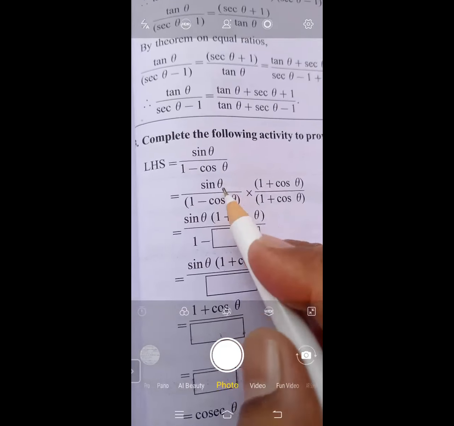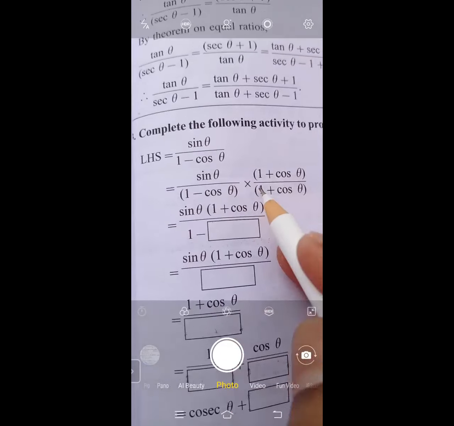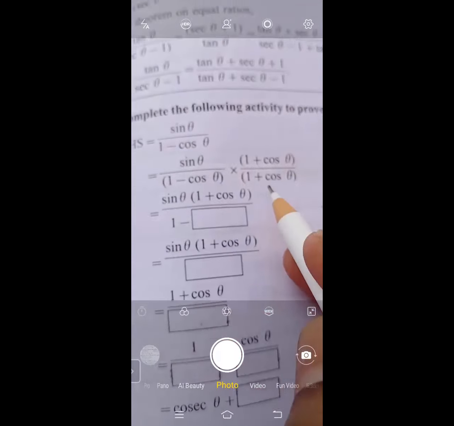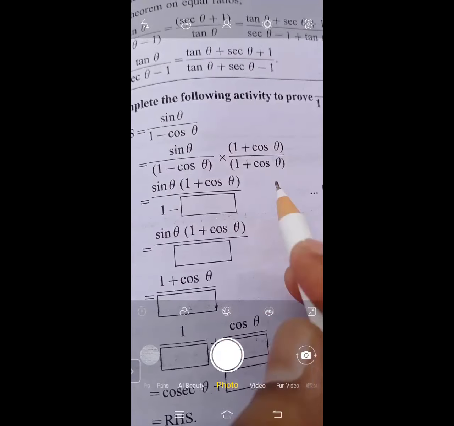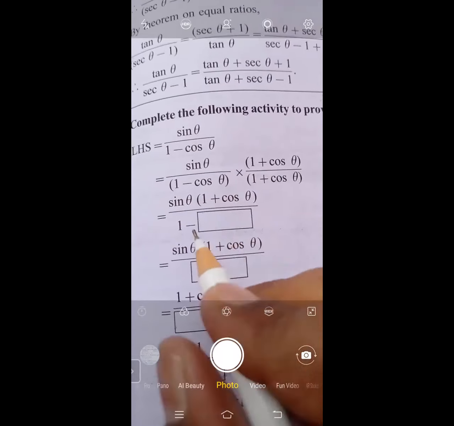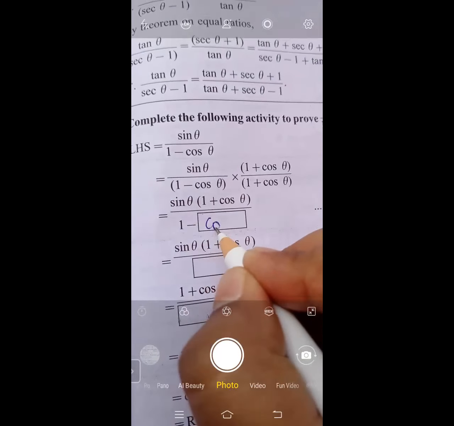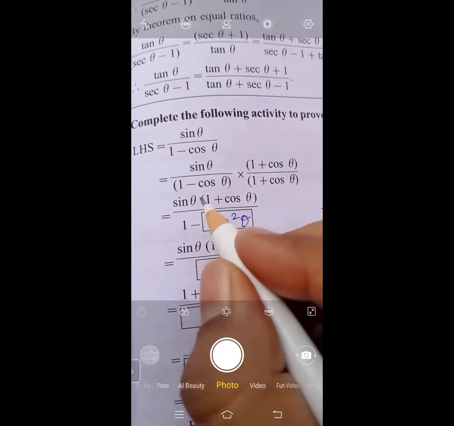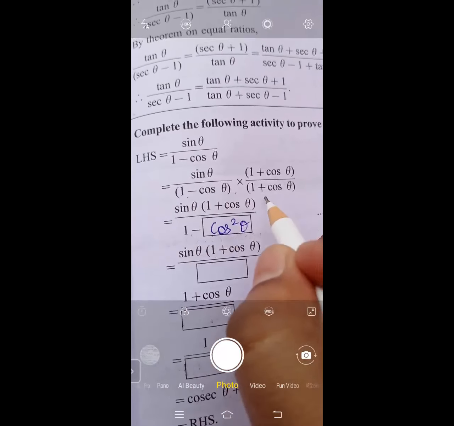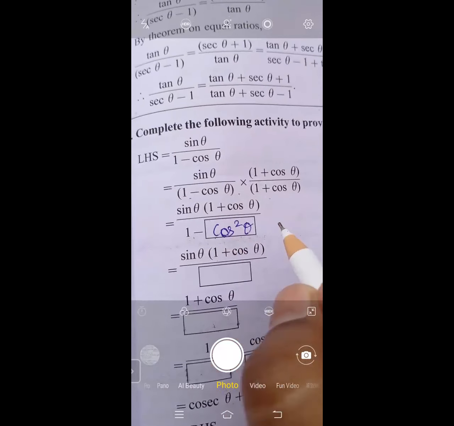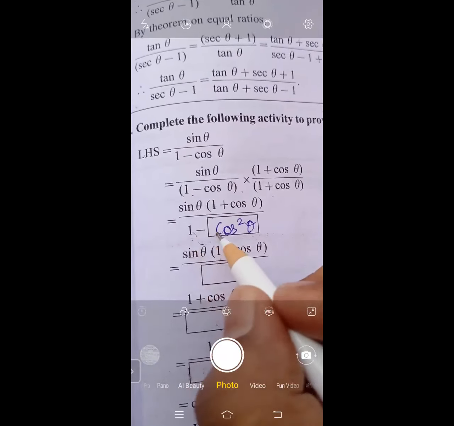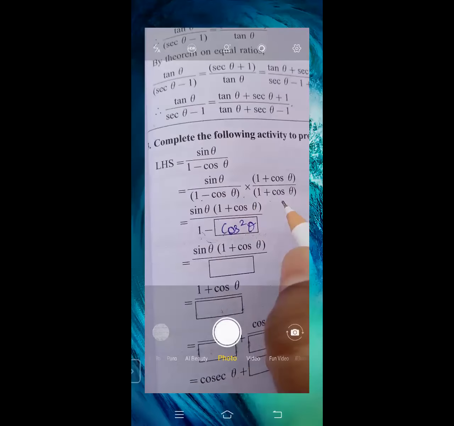So which is equal to sin theta upon 1 minus cos theta into, now we have multiplied this with 1 plus cos theta in the numerator and 1 plus cos theta in the denominator. So now just multiply the numerators and the denominators. The denominator here will be sin theta into bracket 1 plus cos theta, 1 minus cos square theta. a minus b, a plus b is equal to a square minus b square. So 1 square will remain 1, and b square is cos square theta.